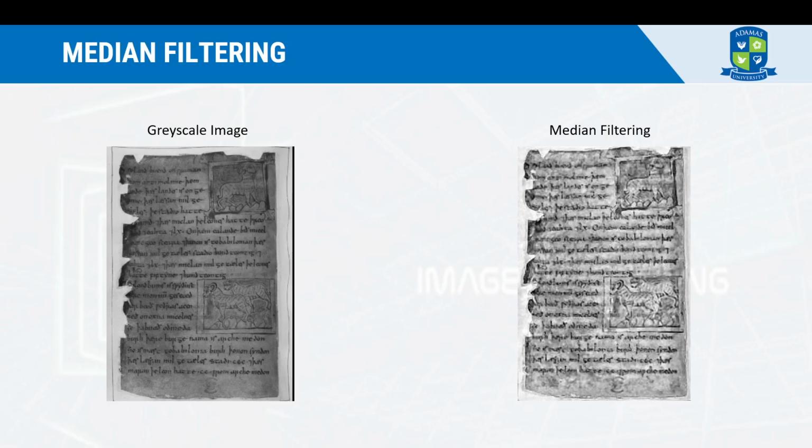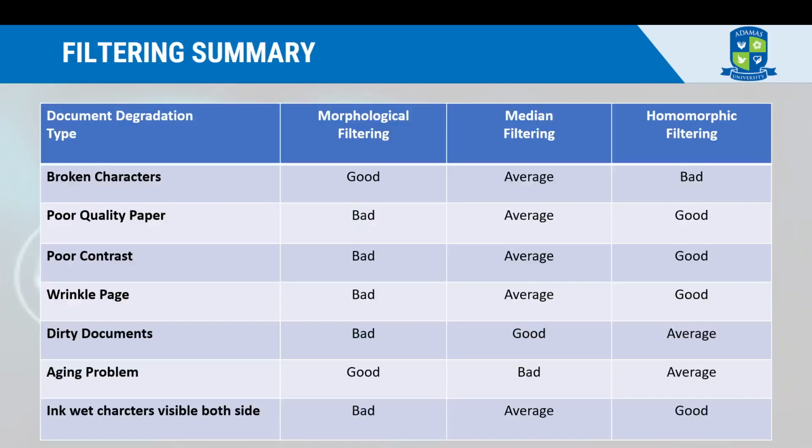Median filtering. Here is median filtering, which is excellent for removing the salt and pepper noise. It smooths the background without blurring the sharp edges of the text. Filtering summary. We analyzed which filter performs best for specific problems. As we can see in this summary table, morphological filtering was good for broken characters, while homomorphic filtering was excellent at fixing poor contrast and uneven lighting.